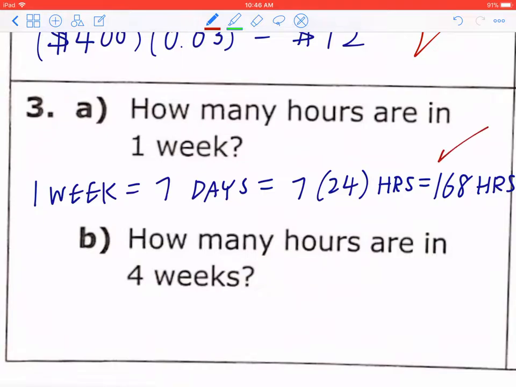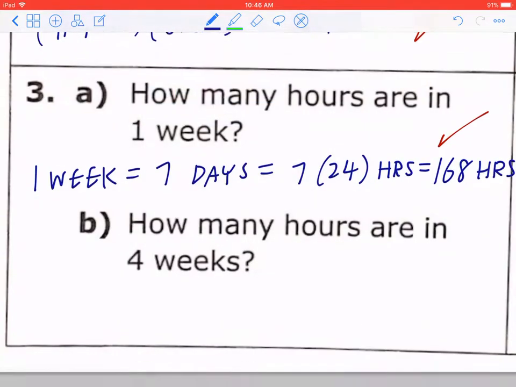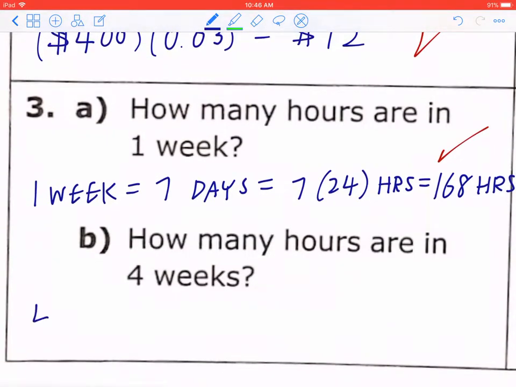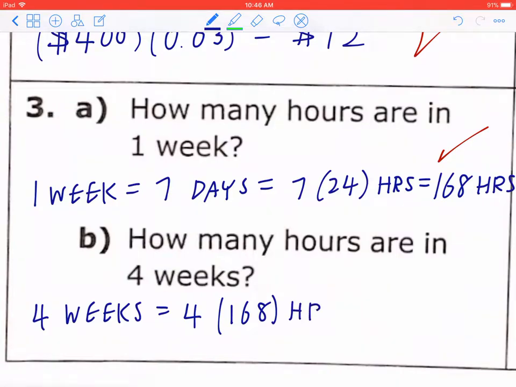Again, part B, how many hours are in 4 weeks? Press pause, try this, and when you press play, I'll be right here. Here we go. So for 4 weeks, this equals 4 times 1 week. And we know from part 3A that in a week, there are 168 hours, which means when you work this out with a calculator, it's going to be 672 hours.